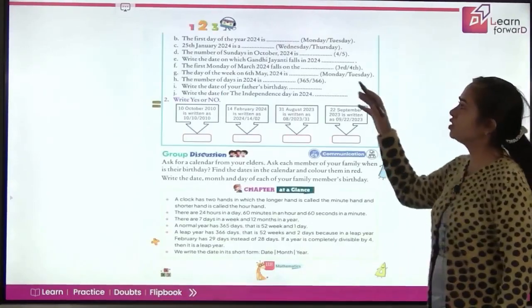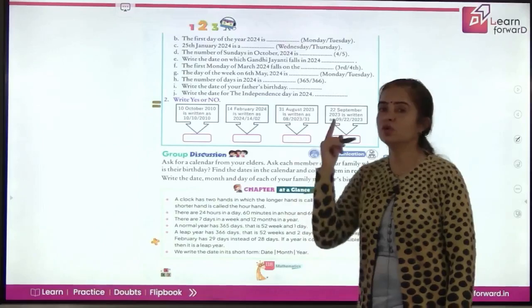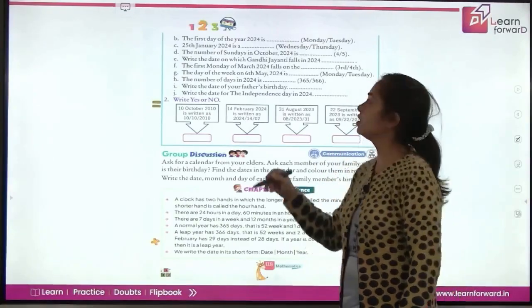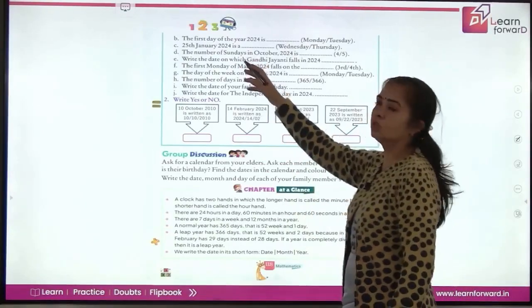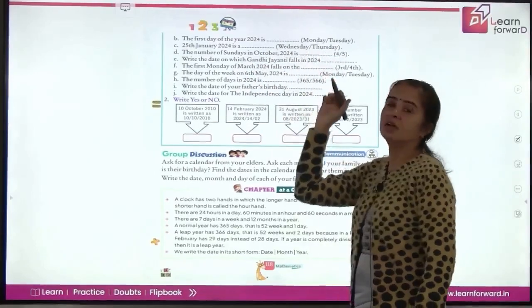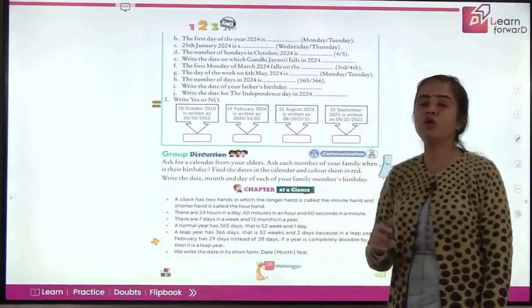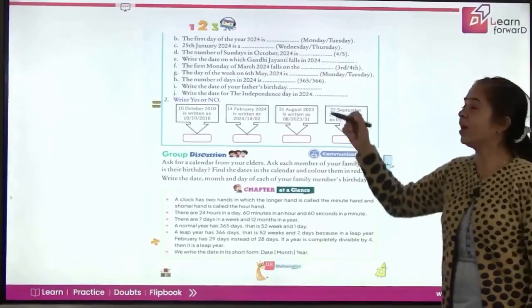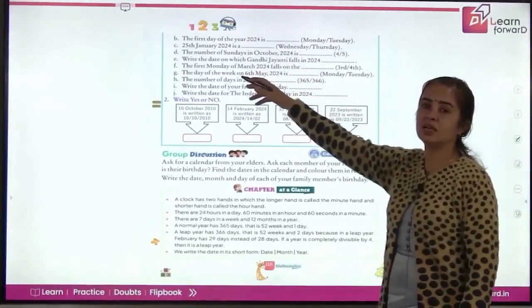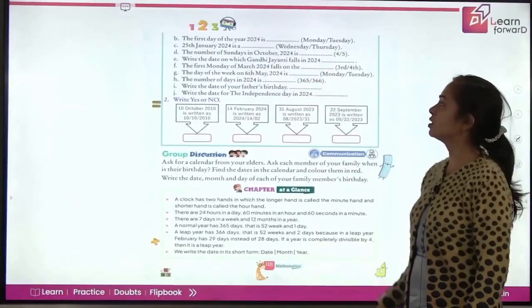Moving ahead, the first day of the year 2024. So you'll find out the day on 1st January. 25th January 2024 is a Wednesday or Thursday. I have taught you now how to look out for the days. Do find out these dates there in the calendar and see which day falls.